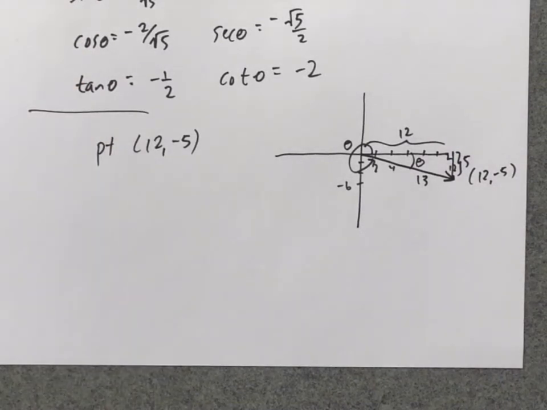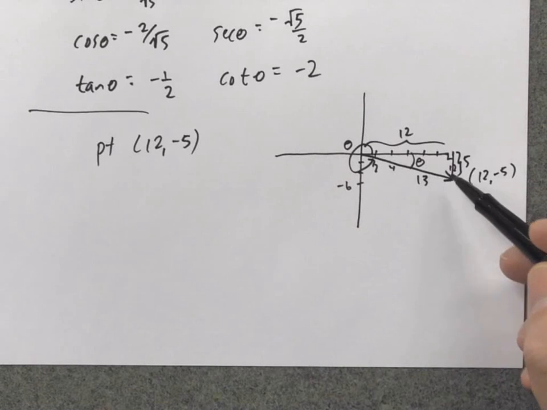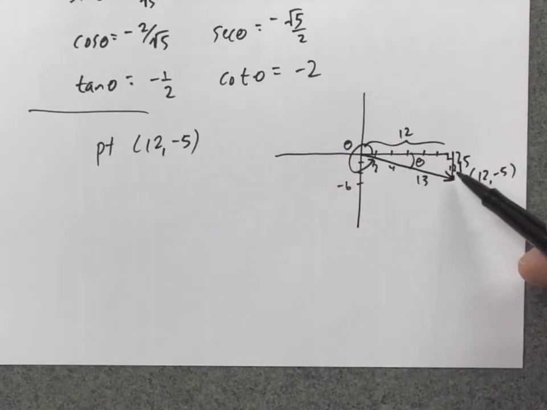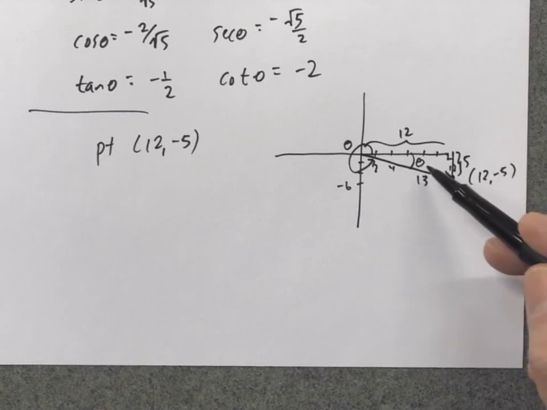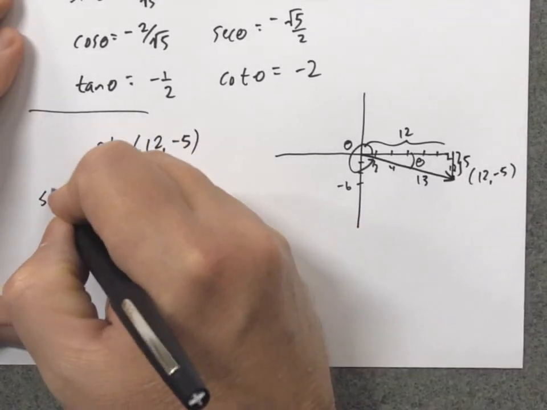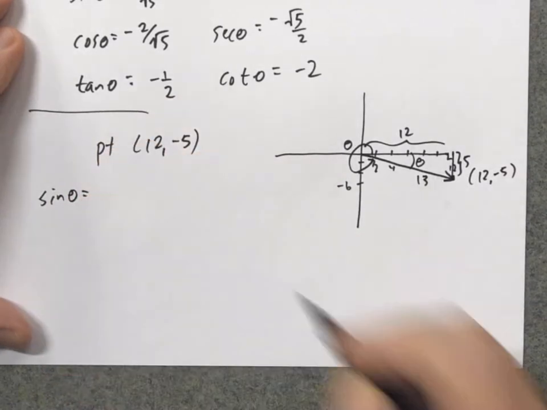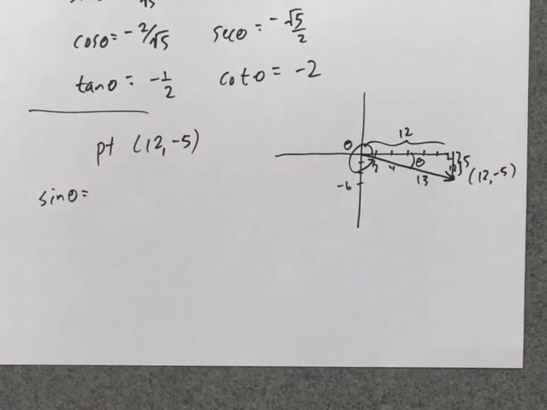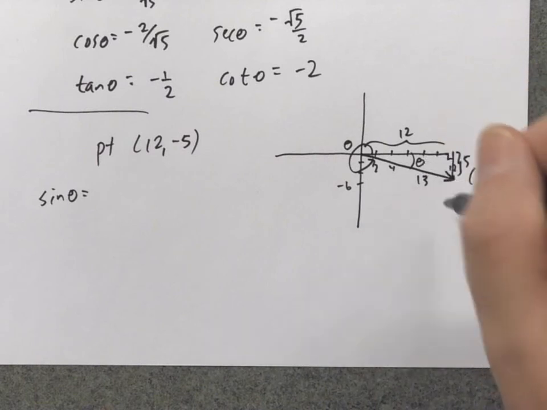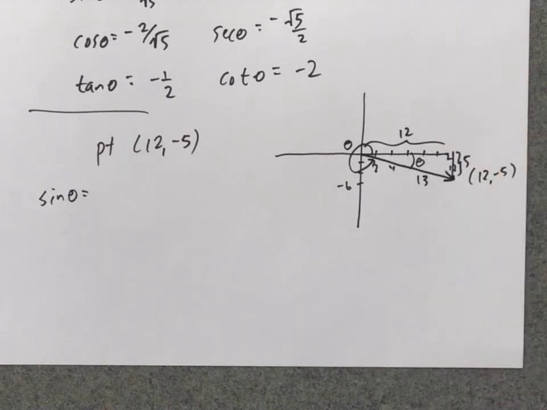So what have I done? They gave me a point. I plotted the point. I took a line from the origin to the point. Based upon that, I created a right triangle. And now, as it turns out, I can start figuring out my trig functions. And it's very obvious that this angle is in quadrant 4. So that's going to help me determine whether things are positive or negative.